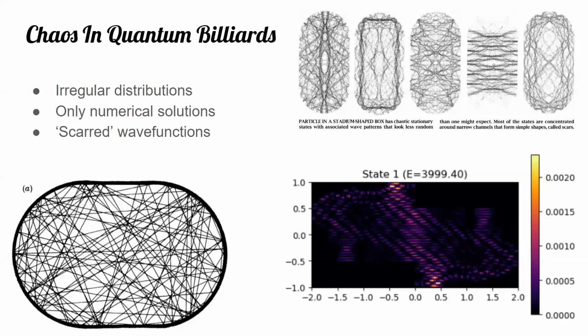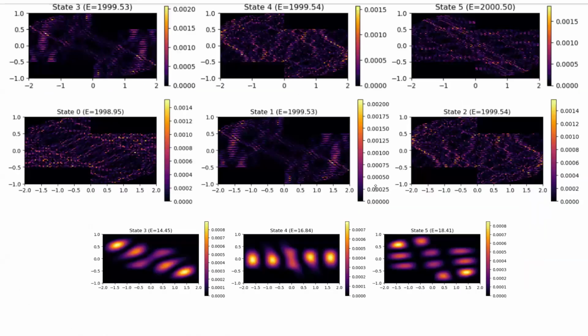And so you can see that scarring more here in these probability distributions pulled from a paper that I read while I was researching. This one here is from my own code. And you see these scars where the probability distributions kind of sit in these classical trajectories. It's very interesting. Here's just a few more of those probability distributions at different energies.